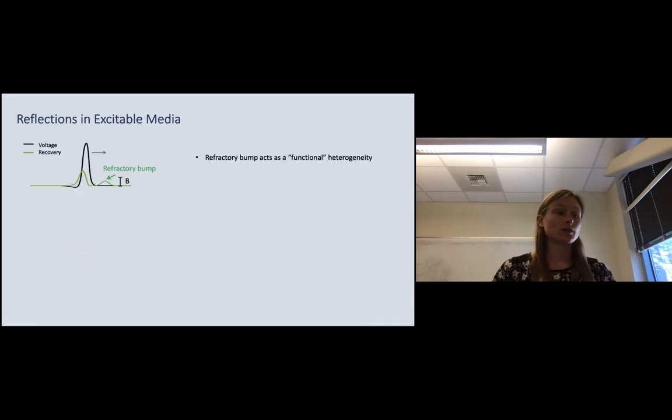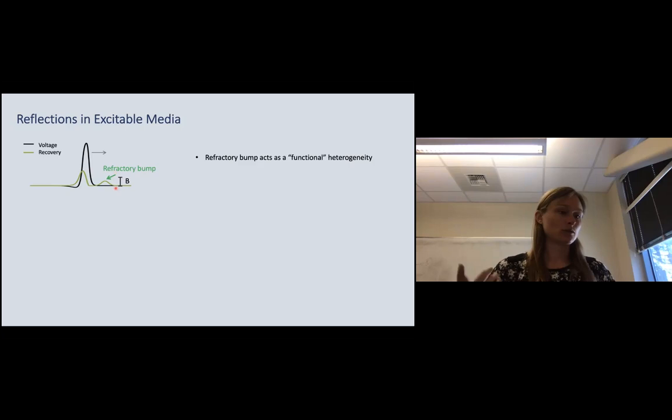I want to describe a little bit more about the phenomenon that we're going to talk about. In what I'm going to show you, we're going to consider a 2-variable PDE model where this is going to be our voltage variable and green is our recovery. We're going to have this traveling pulse that's going to interact with a refractory bump. This refractory bump is just an elevated region of the recovery variable ahead of the wave. In this case, the refractory bump is going to act as a type of functional heterogeneity. So you can think about it: there's nothing structurally wrong with the tissue there.